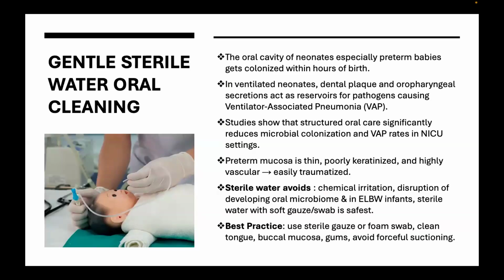We all know that the neonatal oral mucosa is extremely delicate. It has a very thin mucosal lining and poor keratinization with high vascularity. Therefore, aggressive cleaning or chemical agents can cause injury to the oral mucosa. That's why sterile water is preferred, because it avoids chemical irritation and preserves the natural oral microbiome. It is extremely safe for extremely low birth weight infants. The recommended method is to use a sterile gauze or a foam swab and clean the tongue, gums and buccal mucosa very gently, and avoid forceful suctioning.